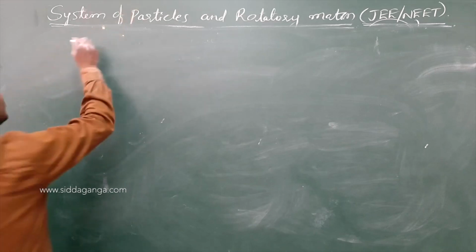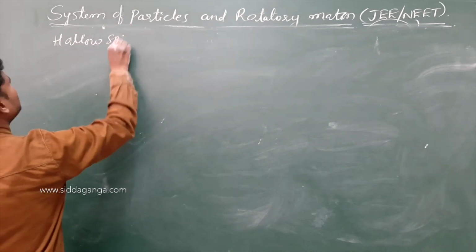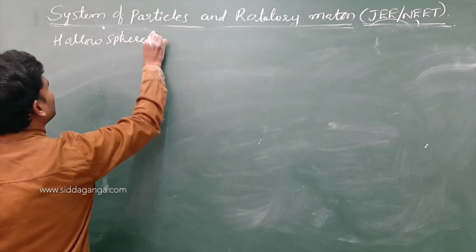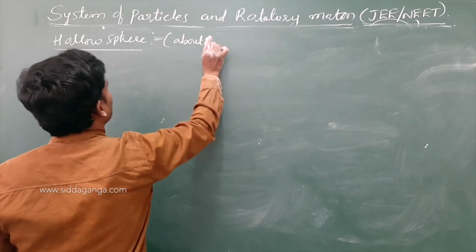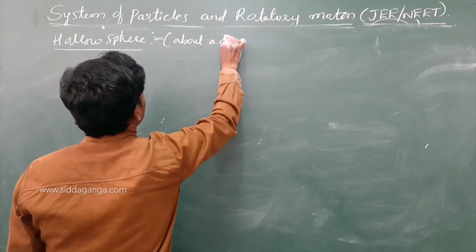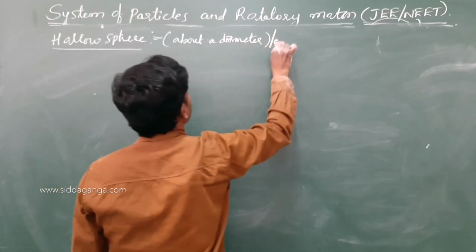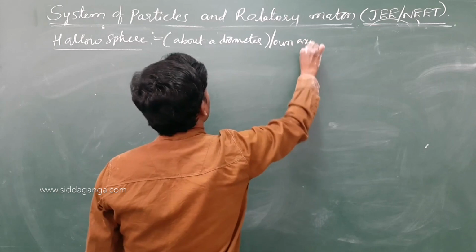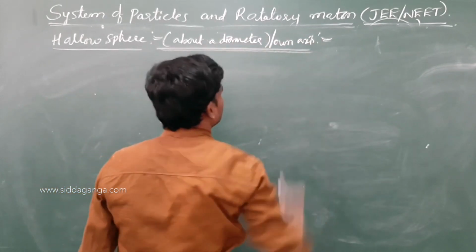Moment of inertia of a hollow sphere about its own axis or about a diameter. Whatever will be the line passing through the center, that is a diametrical line. About a diameter or about its own axis. Own axis is nothing but passing through the center.